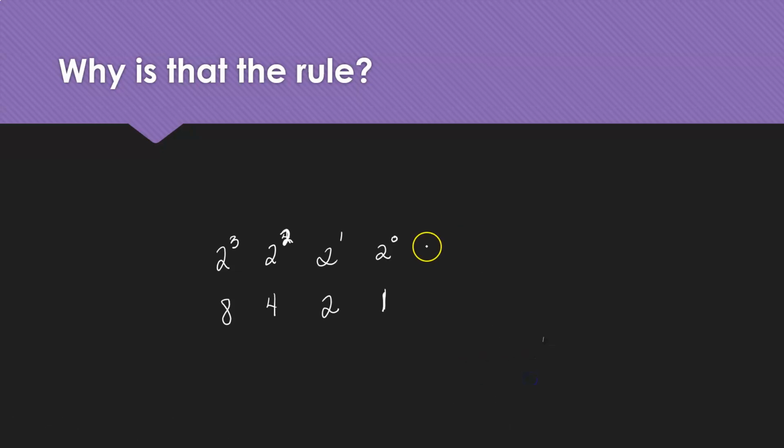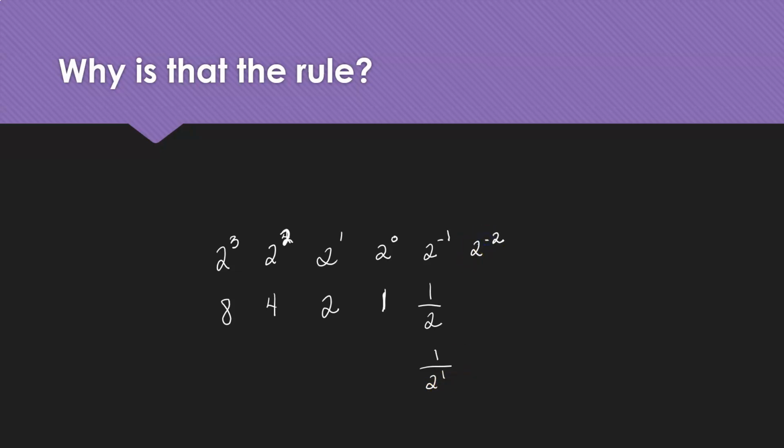If we keep going in that pattern, 2 to the negative first power is half of 1, which is 1/2. And look at that. It's 1 over 2 to the positive first power. So we took that negative exponent and we made it positive and put it in the denominator. So now let's continue that pattern.